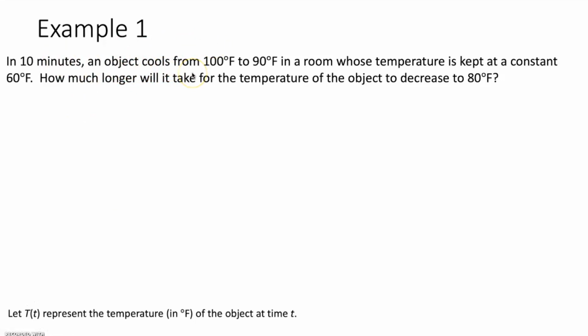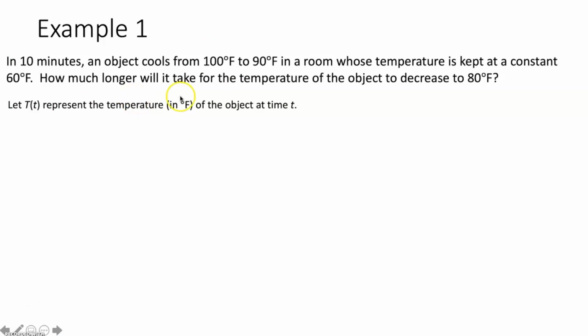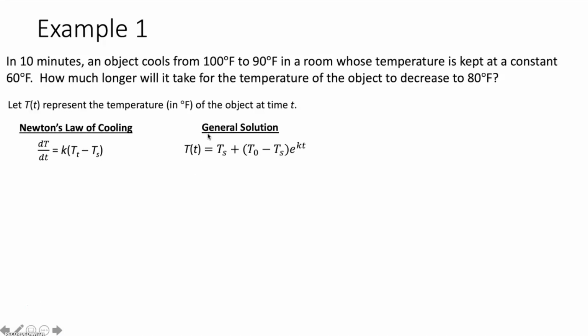So we're going to let capital T of t represent the temperature in degrees Fahrenheit of the object at time lowercase t. We know Newton's law of cooling is this differential equation right here, and we have just solved this to get the general solution, the formula that gives you the temperature after a certain time. Now this is what we're going to use in order to solve this question, but there's one thing we need to figure out: what k is.